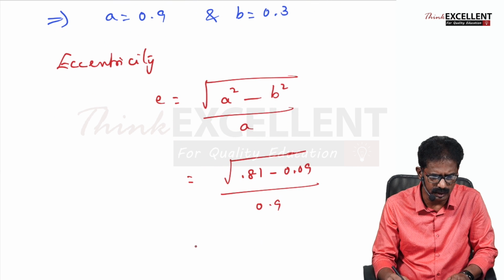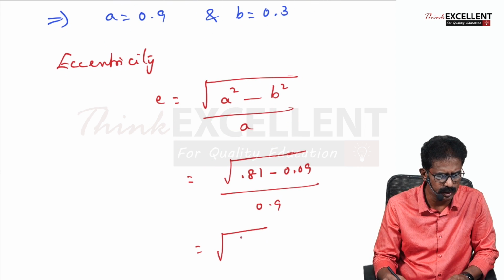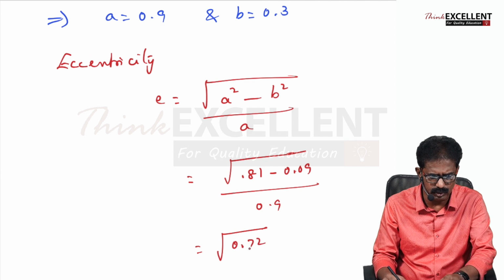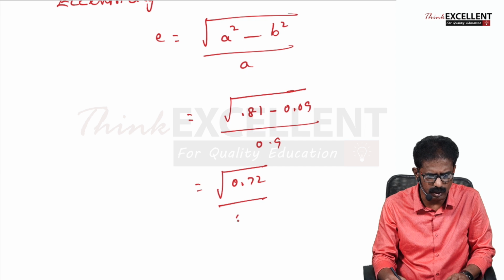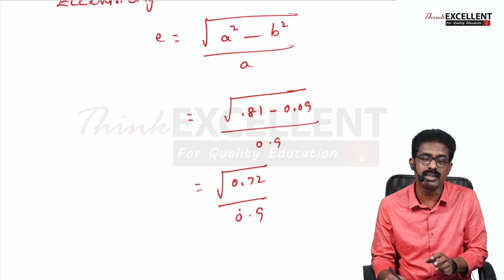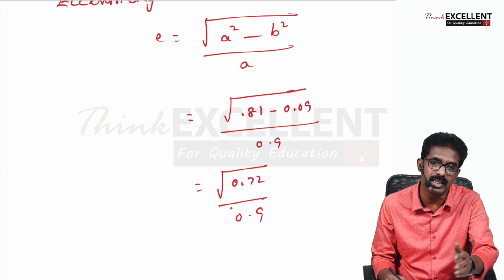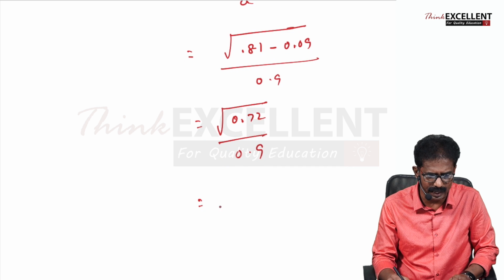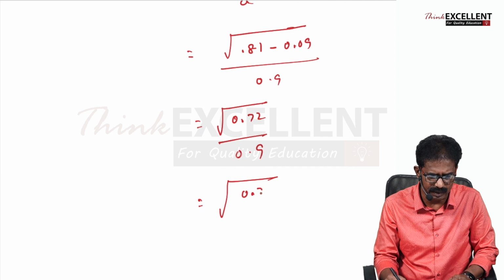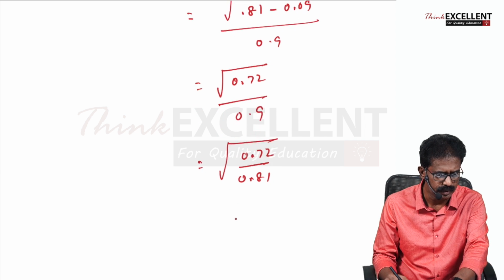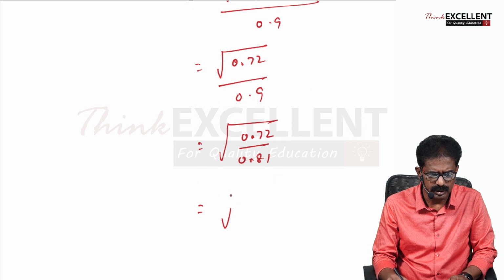So see what you are getting, root of, calculation do carefully, 0.72 by what? 0.9. For easy calculation, I am taking that 0.9 also inside the root. So just square and take inside: 0.72 by 0.81, right? 9 square, 81. Shift 2 digits to the right. So 72 by 81.